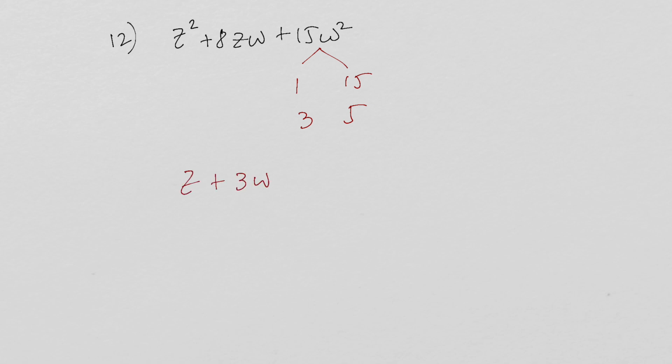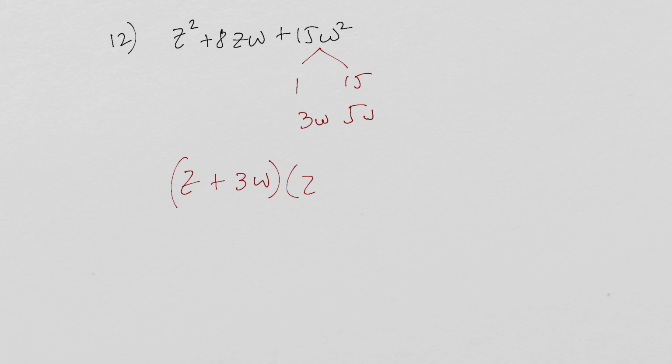Number 12 is z squared plus 8zw plus 15w squared. And we're looking for factors of 15. Now, this is positive, so we have to look for factors that add up to 8. Well, the only factors of 15 are 1 and 15 and 3 and 5. 3 and 5 add up to 8. So there we are. So it's going to be z plus 3w. There's going to be a w there, right?